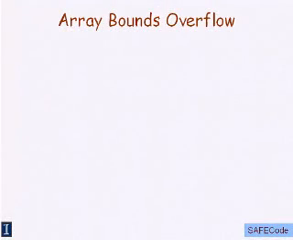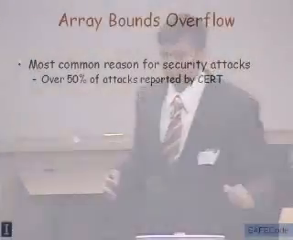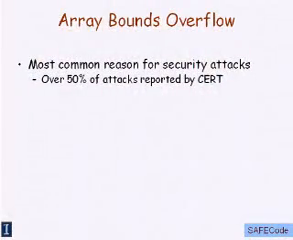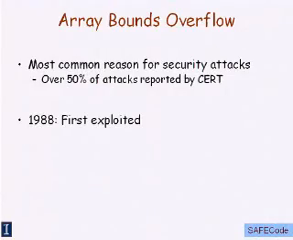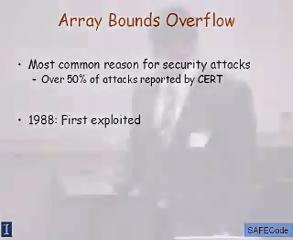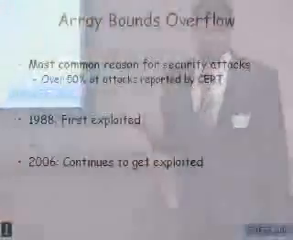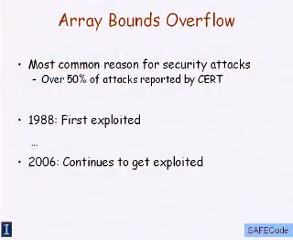We all know what the problems with array bounds overflow are. This is one of the most common reasons for security attacks. Over 50% of the attacks reported by CERT, an organization that keeps track of all the security vulnerabilities, are because of buffer overflow. The first exploit based on array bounds was reported in 1988. And if you look up Bugtraq now in 2006, you continue to see exploits based on buffer overrun, which suggests that this is not a solved problem.